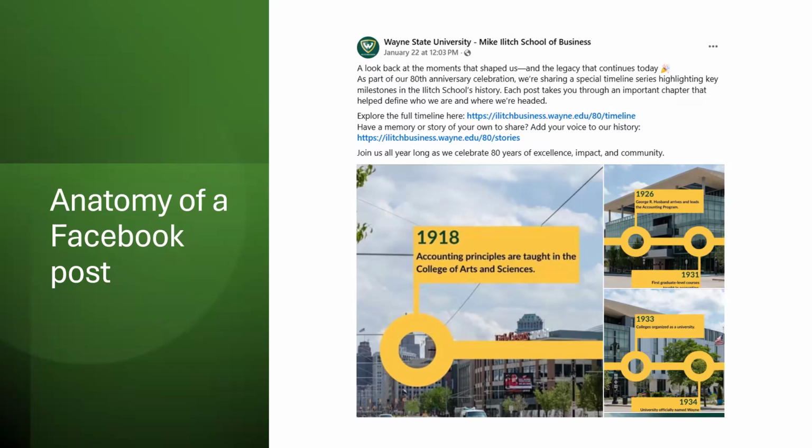Today we're going to start with looking at the anatomy of a Facebook post. Then also we're going to look at a couple of differences between personal pages and business brand pages. So let's start here at the anatomy of a Facebook post.